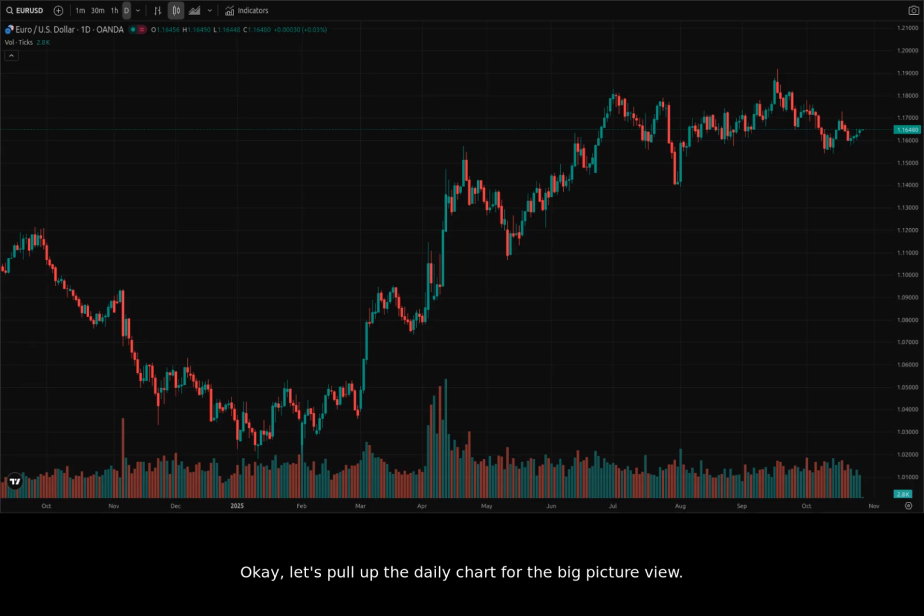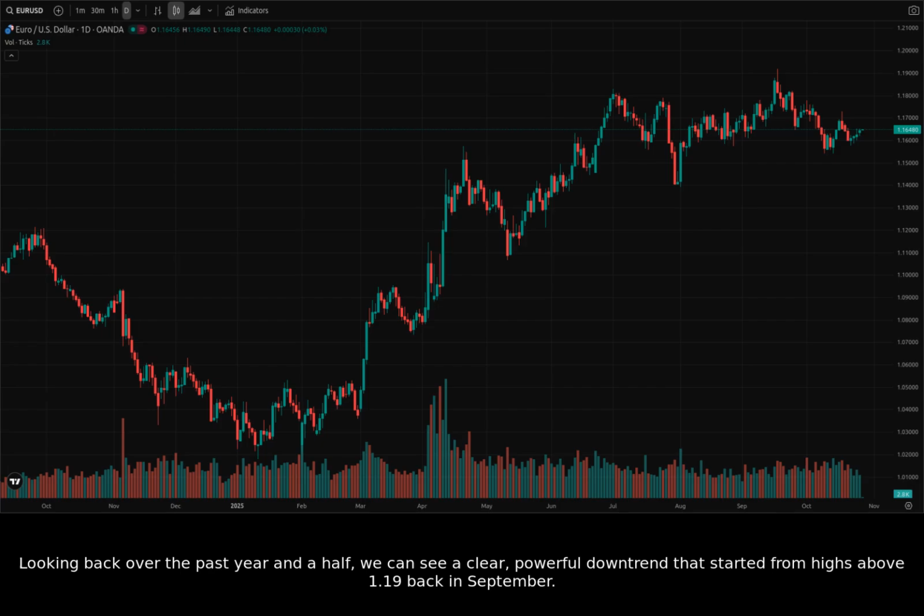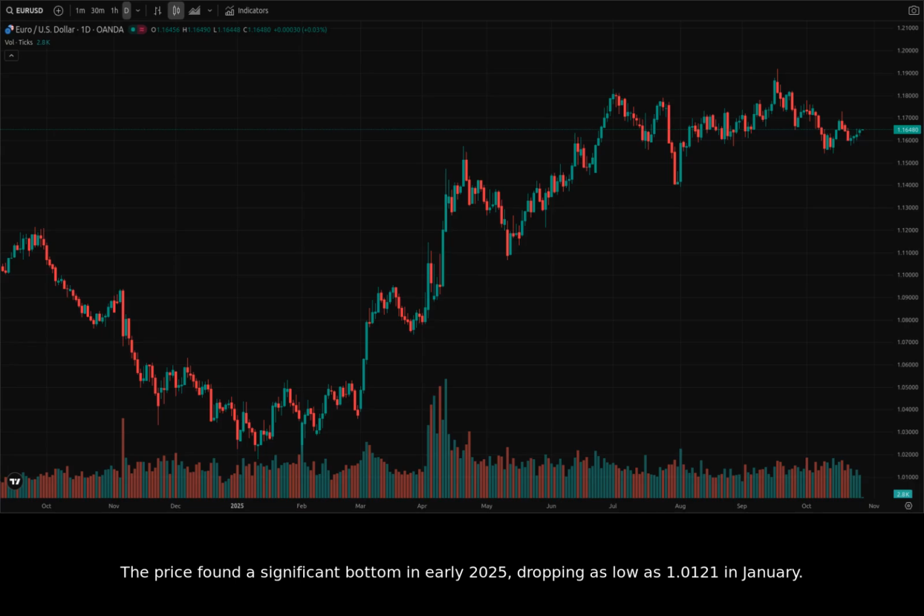Okay, let's pull up the daily chart for the big picture view. Looking back over the past year and a half, we can see a clear, powerful downtrend that started from highs above 1.19 back in September. The price found a significant bottom in early 2025, dropping as low as 1.0121 in January. That level marked a major reversal point, kicking off a strong recovery rally that lasted through the spring.